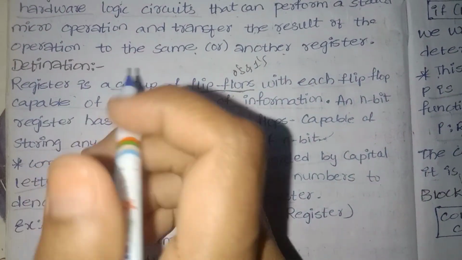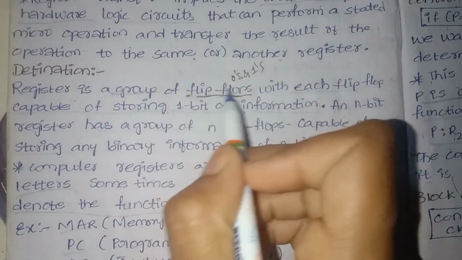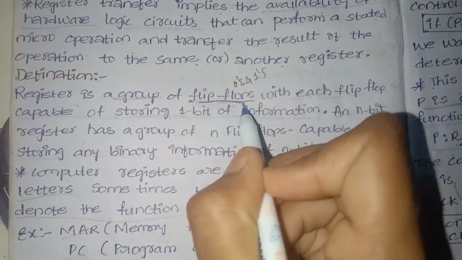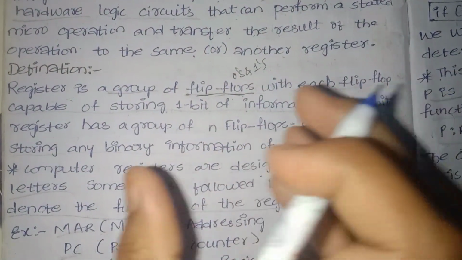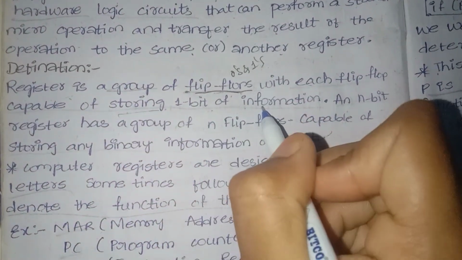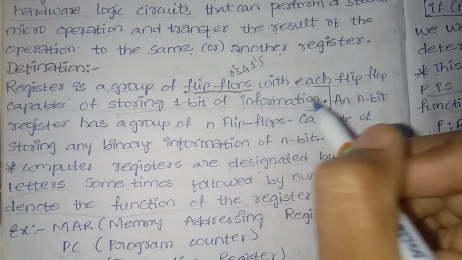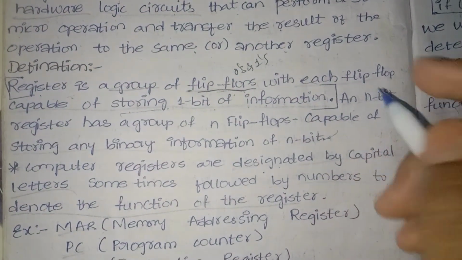A register is used for storing data. Where is it stored? It is stored in flip-flops. What are flip-flops? Flip-flops hold zeros and ones. Each flip-flop is capable of storing one bit of information. This is the main important point in this RTL concept.